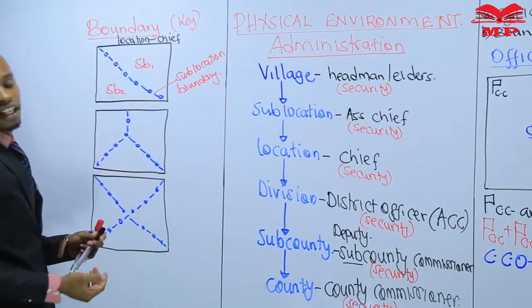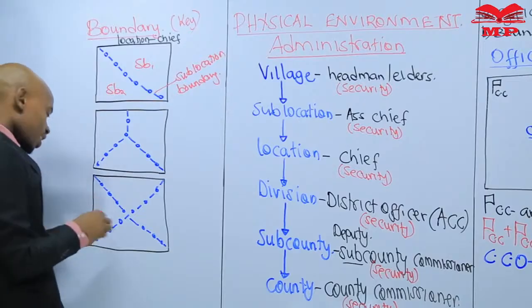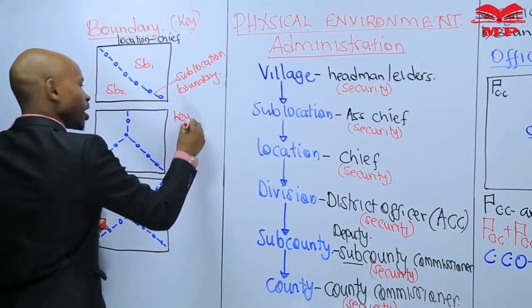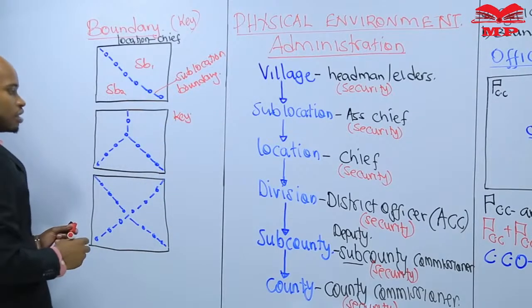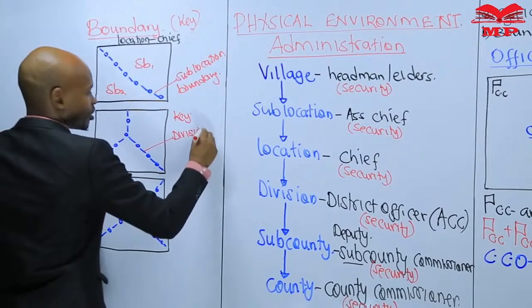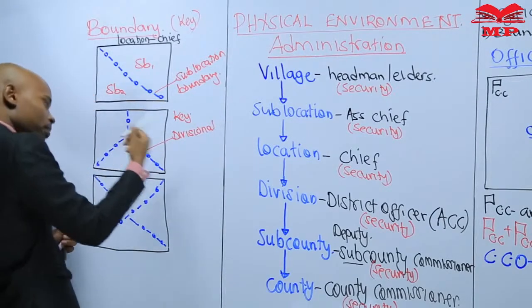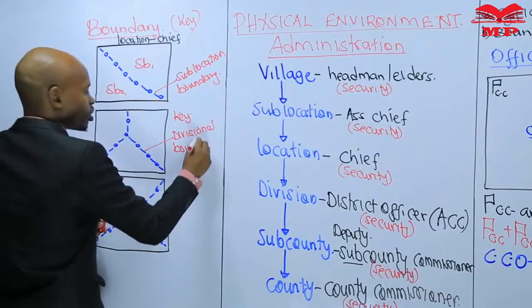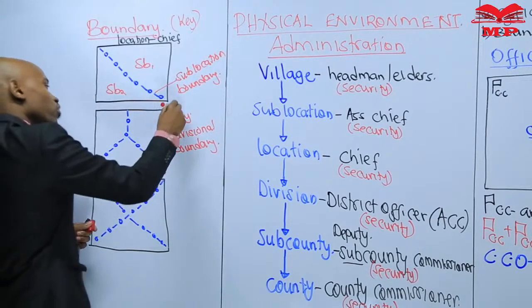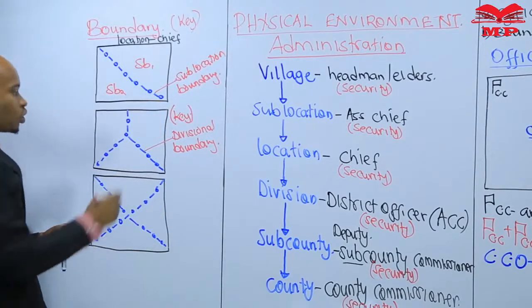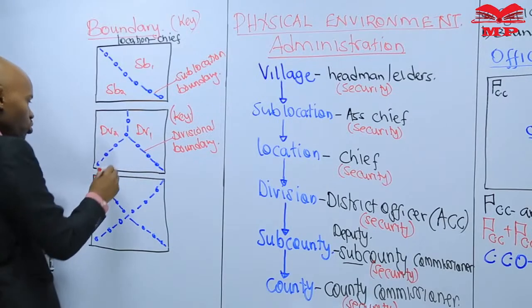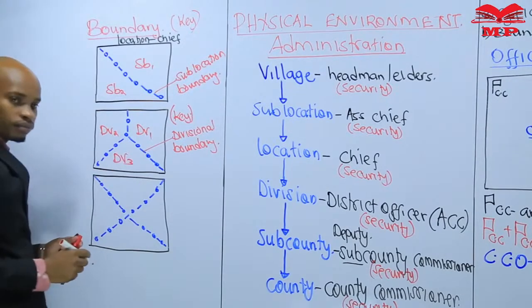Let's go maybe to the second boundary, and you go to the key. The key of this map again, maybe this one, it is a divisional boundary. According to the key of this map, this is a divisional boundary. Where did you get the name divisional boundary? From the key. So this is probably division 1, division 2, division 3.